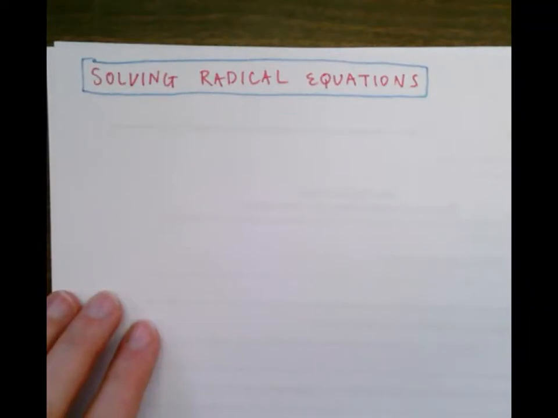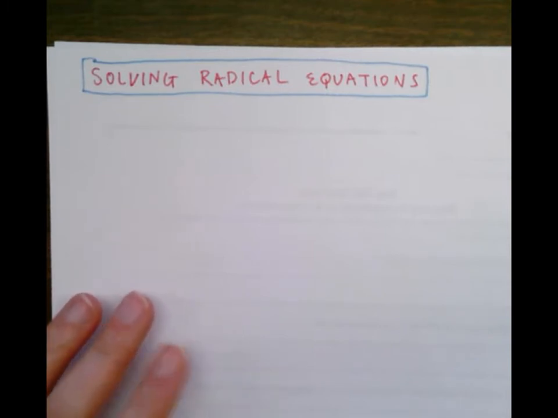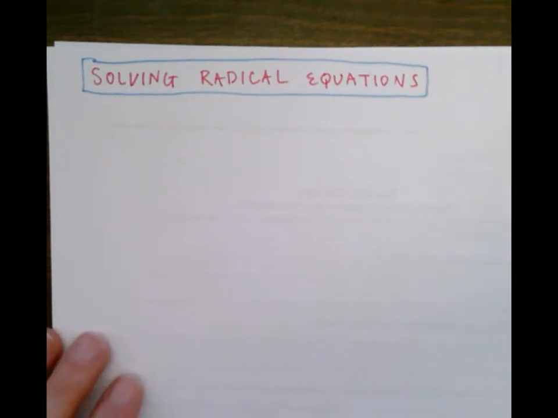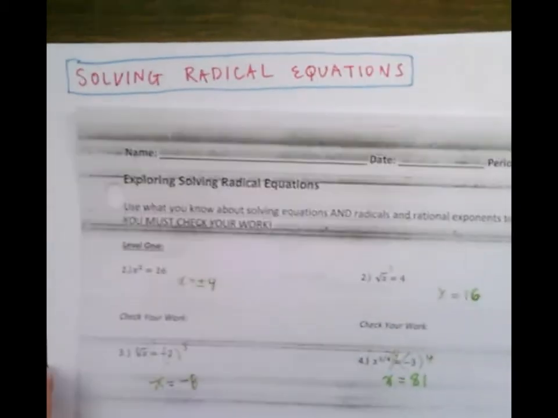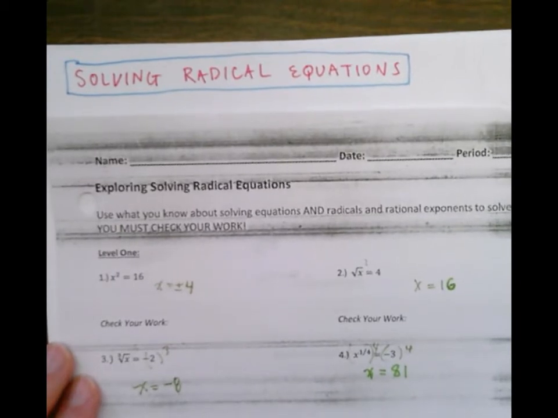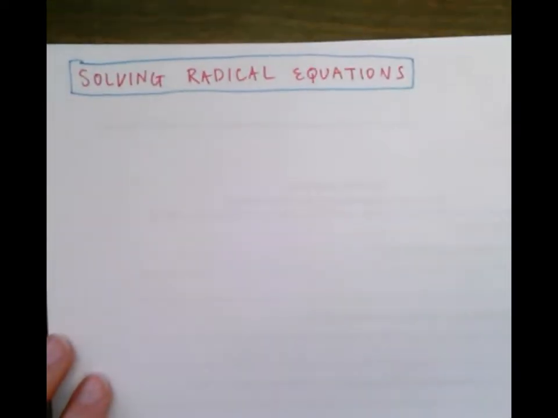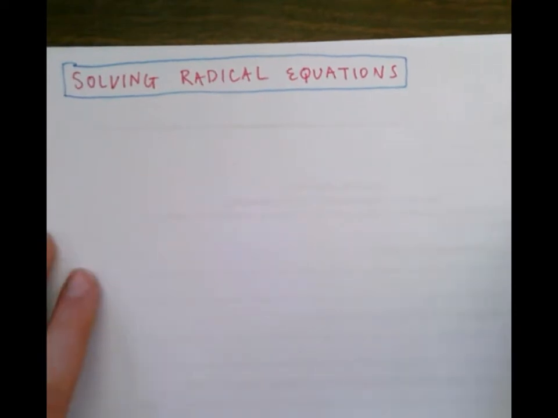Hi, Algebra 2 students. These notes are on solving radical equations, and all the examples I'm doing are going to be off of the worksheet that we were working on in class called Exploring Solving Radical Equations. Looks like this. You could write down these examples next to where you did your work on this worksheet, or if you'd rather, you could just take notes like normal in your notebook if that's where you'd rather have your notes. But I'm fine with either version.